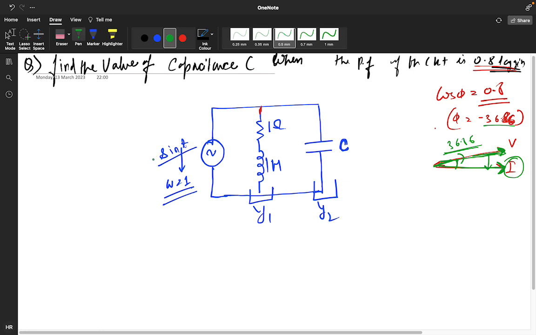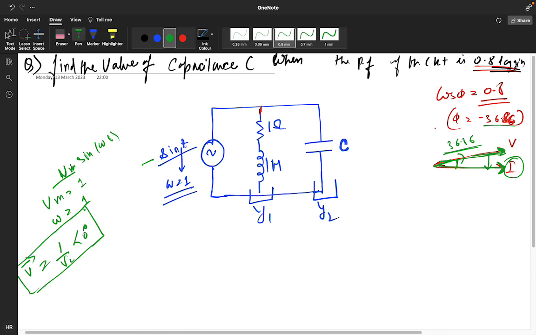And what is the value of this 1 sin omega t? 1 sin omega t can be written as Vm sin omega t. So what is the value of Vm? It's 1. Omega value is 1. Then in the phasor form you have to write: 1 upon root 2 at an angle 0 degree. This is your V phasor. Why 1 by root 2? Because we write VRMS directly. That's why we divided by root 2.